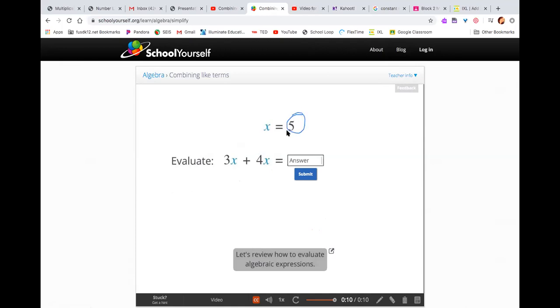We're going to take our answer and plug it in, right? We're switching out the x for 5 both times. So we're going to say 3 times 5 plus 4 times 5. And what does that mean? How do I simplify that further?